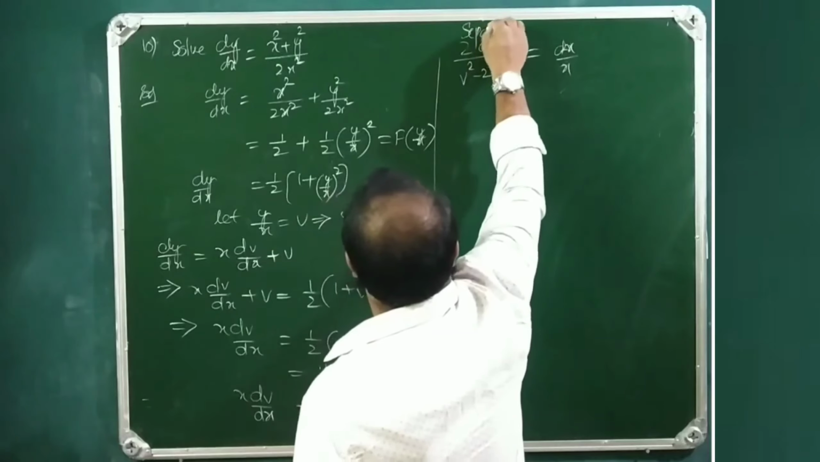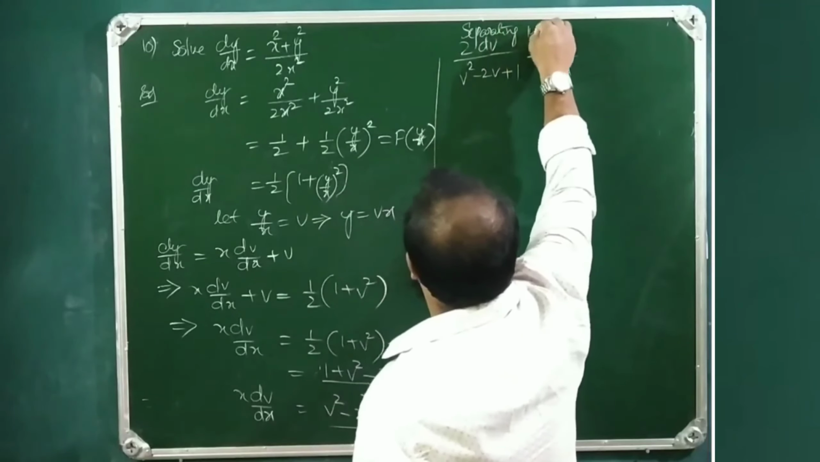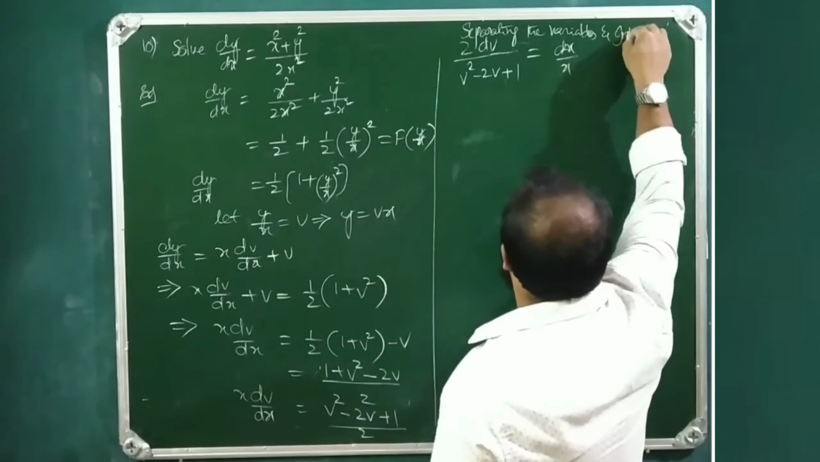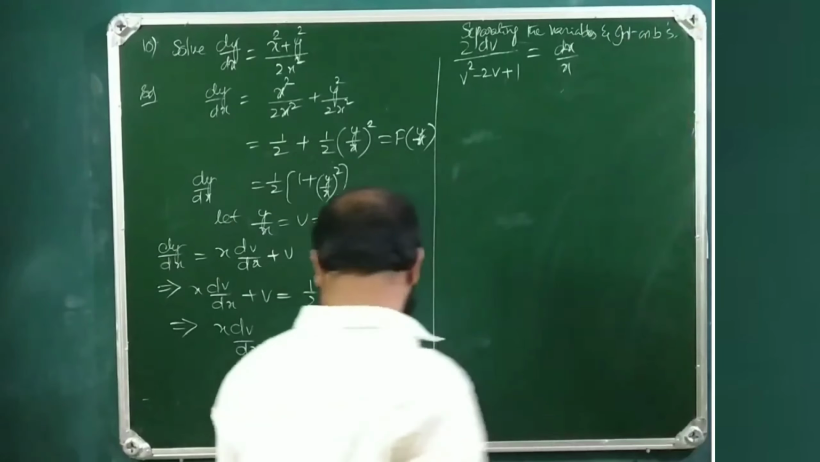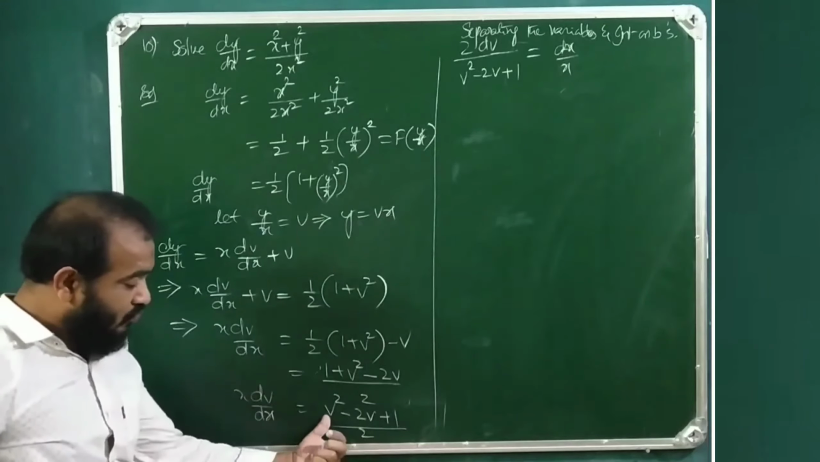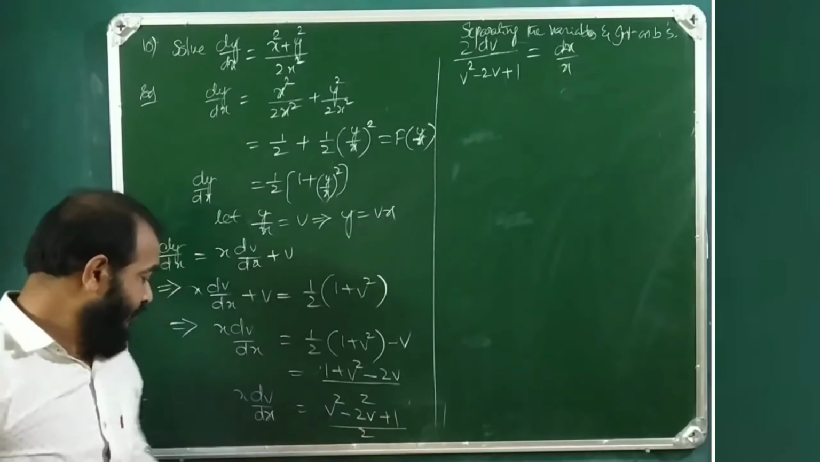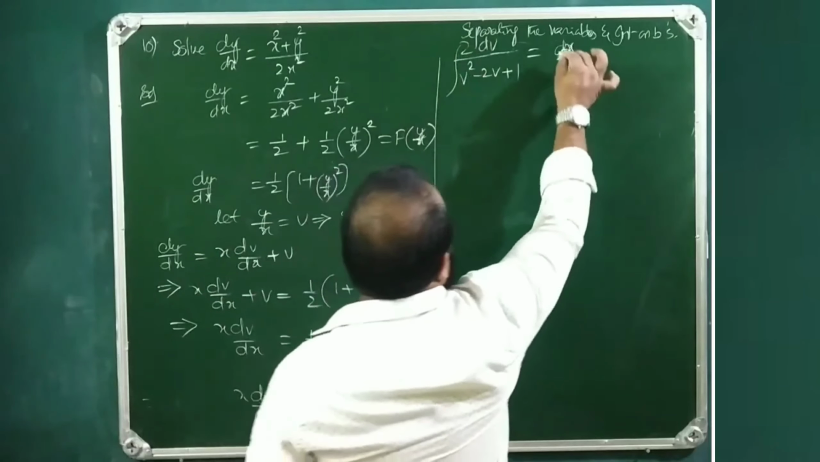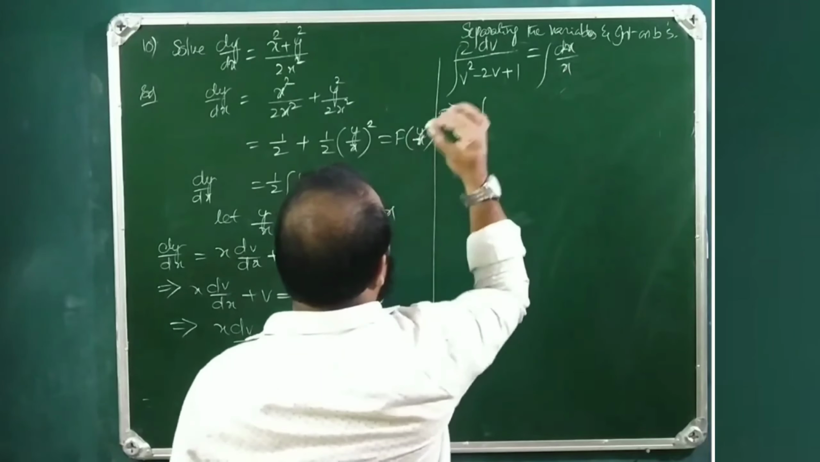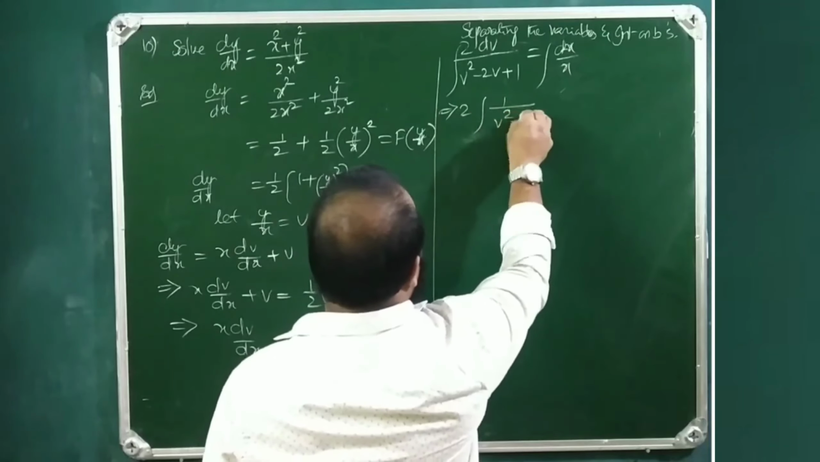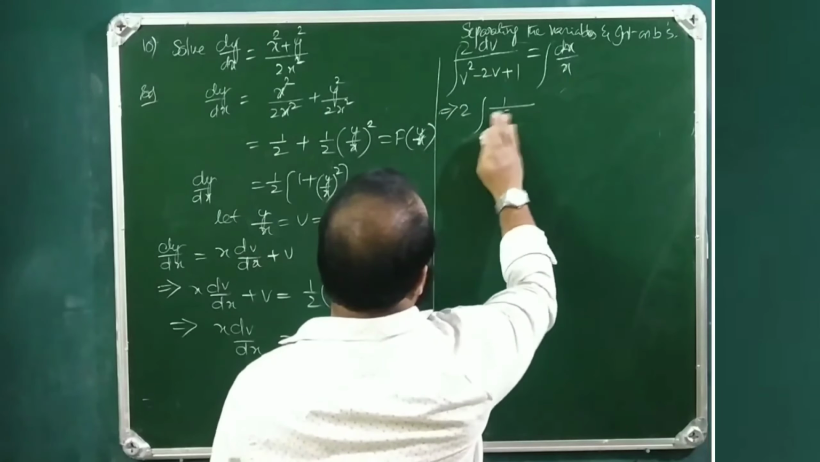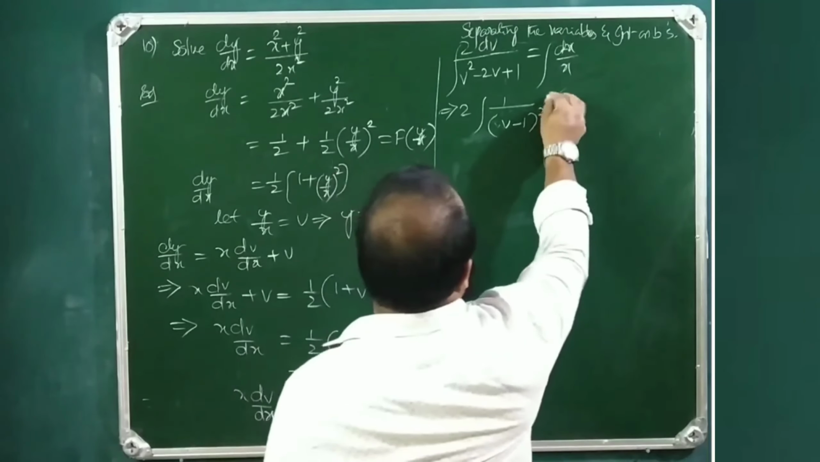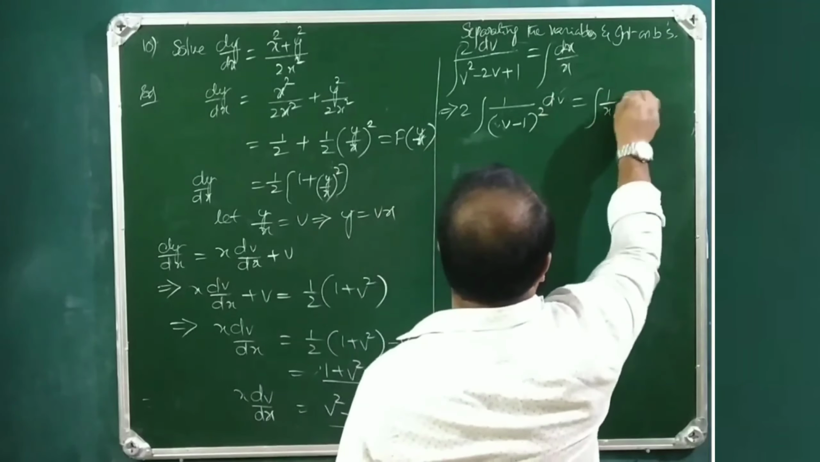Separating the variables and integrating on both sides. This is 2 dv by (v square minus 2v plus 1) equals dx by x, transposing x to the other side. So integrating, 2 into 1 by (v square minus 2v plus 1), which is simply (v minus 1) whole square, dv equals 1 by x dx.